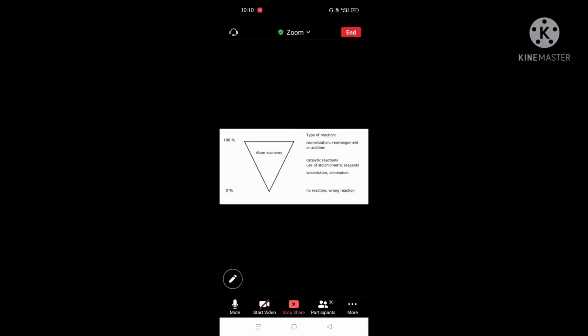So, some of the types of atom economic reactions. Here we take isomerization, rearrangement reactions, and addition reactions. These three reactions are atom economic reactions. First of all, consider isomerization, the rearrangement reaction and the addition reaction as atom economic reactions.